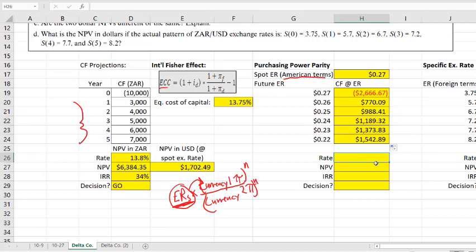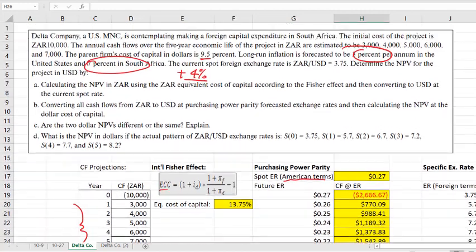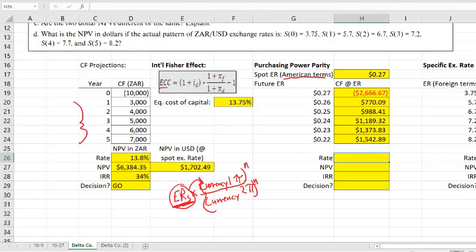Okay, almost done here. Now, what's the cost of capital we're going to use to discount this? We're going to use the dollar cost of capital. The parent firm's cost of capital in dollars is 9.5%, so let's plug that in. And then remember, running the NPV function is very easy. That's the easy part of this actually. Setting up and converting the values is the tedious part. But we're ready to do the easy part.